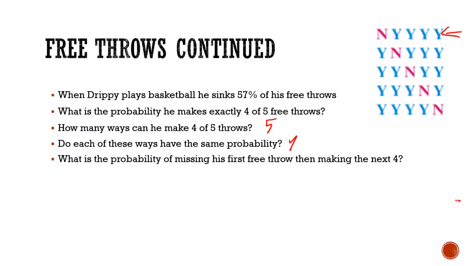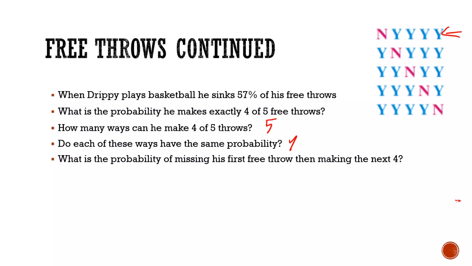What's the probability of missing his first free throw and then making the next 4? Well, we said these are independent events. When you have independent events happening sequentially, what can you do with the probabilities? Add them, subtract them, multiply them? If you flip a coin, you get 2 heads 1/4 of the time because it's 1/2 times 1/2. So we can just multiply.